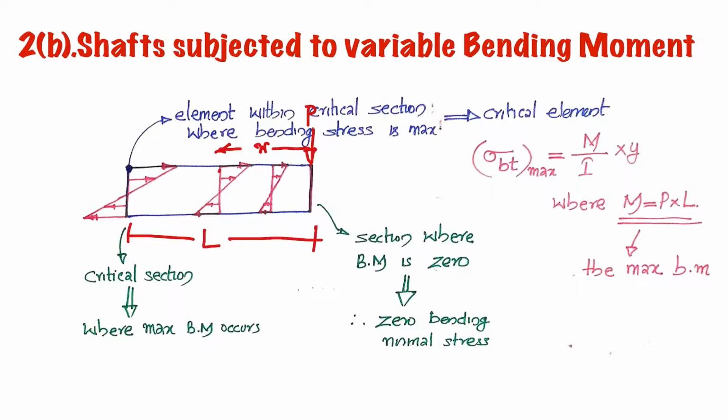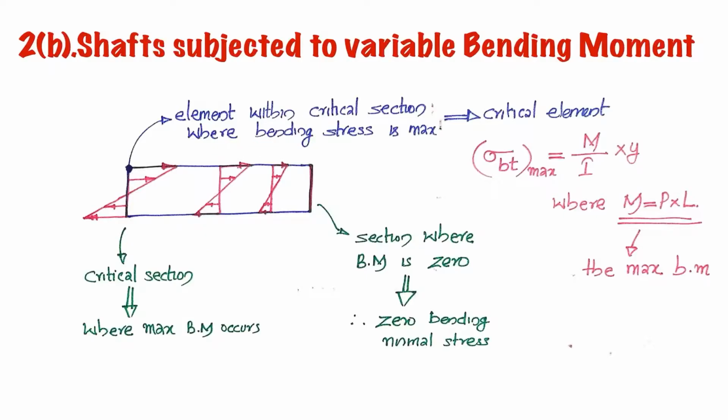So the bending moment will be lesser at this section, and the bending stress will also be lesser. If you take another section, the bending stress will be further lesser, and at the end the bending moment is 0, so zero bending normal stress acts there. So this is the critical cross section, and the element located at the topmost and bottommost fiber will be the critical element. These critical elements are located at this point.